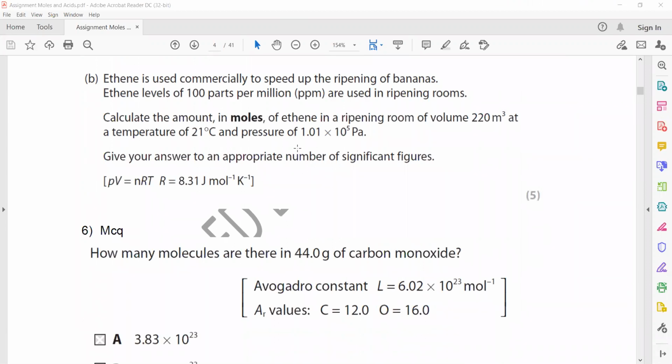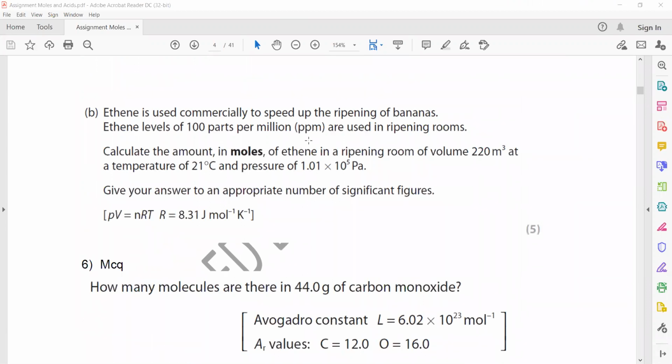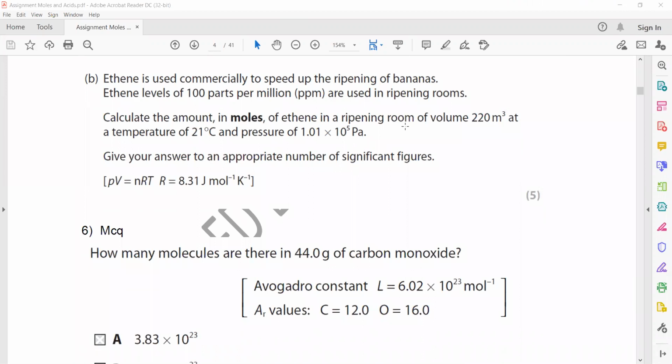In the next part, ethene is used commercially to speed up the ripening of bananas. An ethene level of 100 parts per million is used in a ripening room. Calculate the amount in moles of ethene in a ripening room with a volume of 220 meter cube. The temperature is 21 degrees centigrade and the pressure is 1.01 into 10 to the power 5.